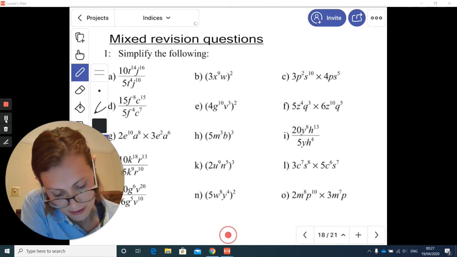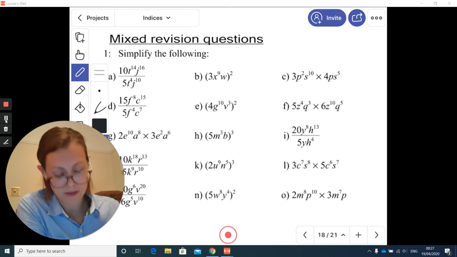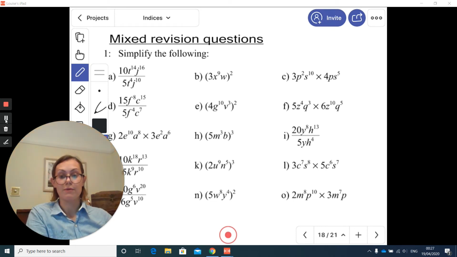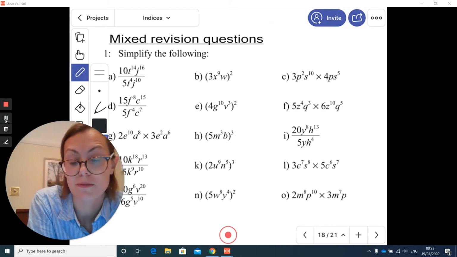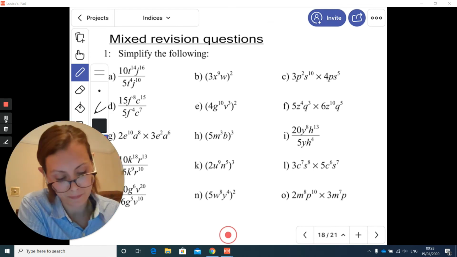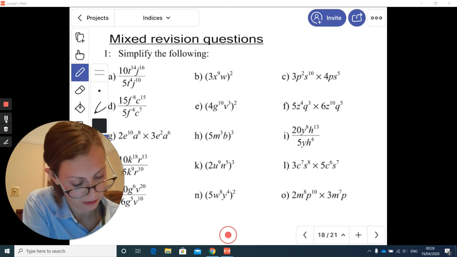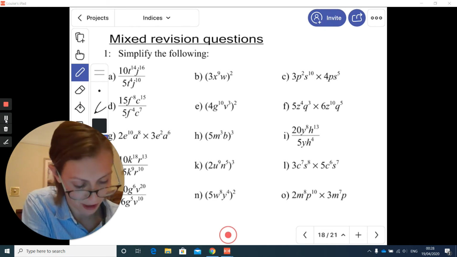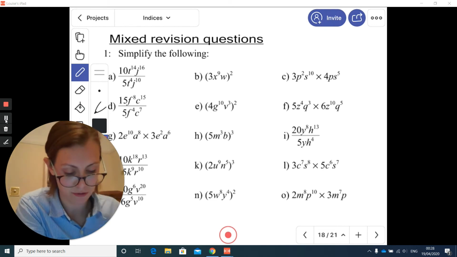Right. Let's have a look at all of this combined. What you've got now is much more standard exam style questions, building it all together. So I will pick out a few to have a look through. You've got divisions, you've got brackets, and you've got multiplication. So let's do the first row for you.